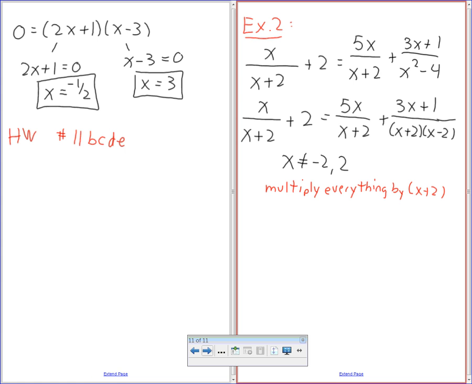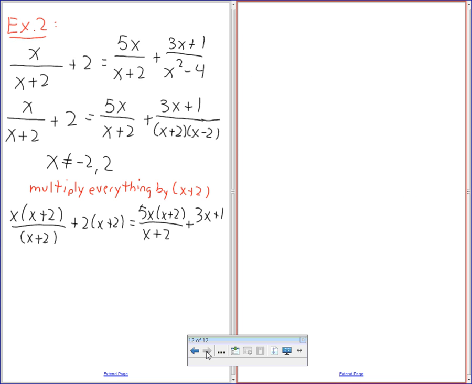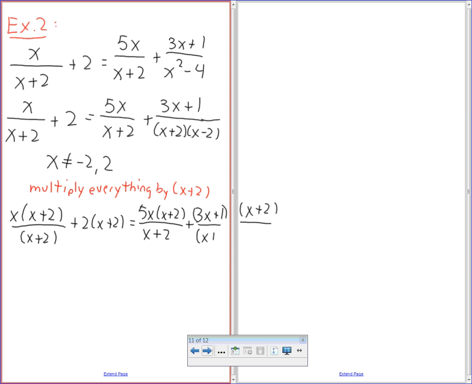So that's going to change into x bracket x plus 2 all over x plus 2, plus 2 bracket x plus 2, equals 5x bracket x plus 2 all over x plus 2. Oh boy, I'm running out of room. Plus 3x plus 1. Sugar. I don't know where the next page is, so I'm going to have to... 3x plus 1, x plus 2 all over x plus 2.